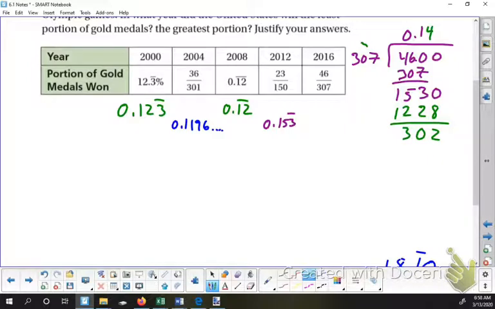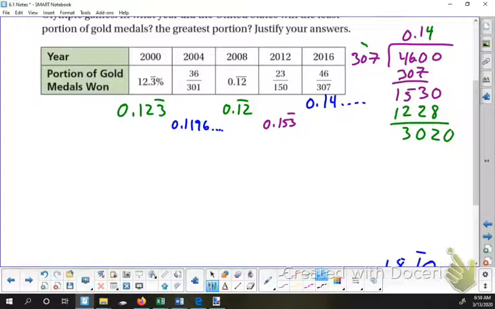That's less than 307. Now, I know this is going to keep going. I can add a 0 and get the next digit, but do I need to? And my answer is no, I don't. This is 0.14. 0.12, that's larger. 0.11, that's larger. 0.12, that's larger. 0.15, that's smaller. So now I've got it.